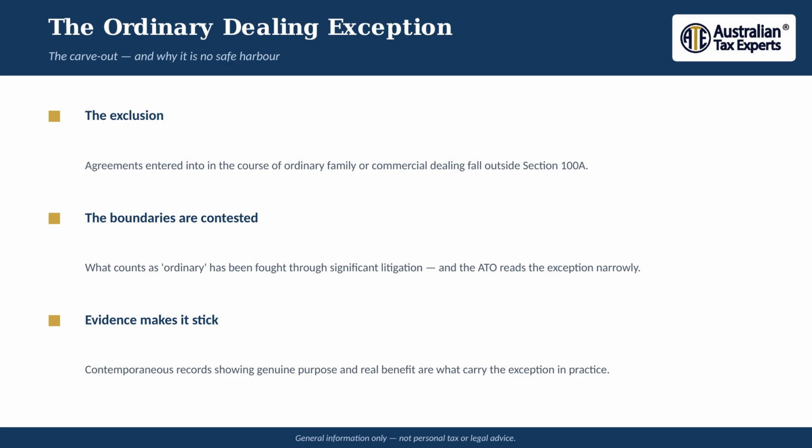But two warnings. The boundaries of ordinary are contested. The phrase has been fought through significant litigation, and the ATO reads the exception narrowly. What a family considers perfectly normal, the Commissioner may consider contrived. And second, the exception is won on evidence. Contemporaneous records showing the genuine purpose of a distribution and the real flow of benefit are what make it stick. An arrangement that is genuinely ordinary, but wholly undocumented, can end up looking exactly like one that is neither.